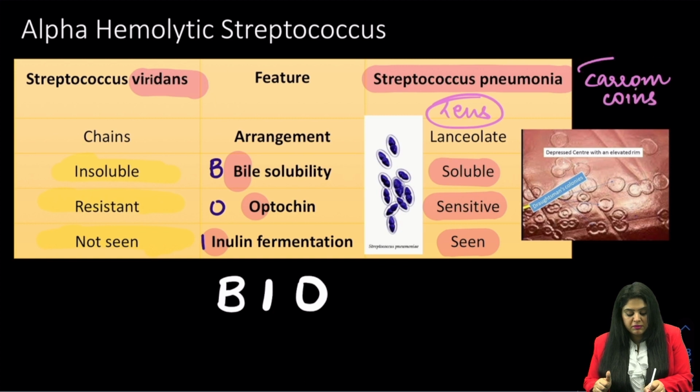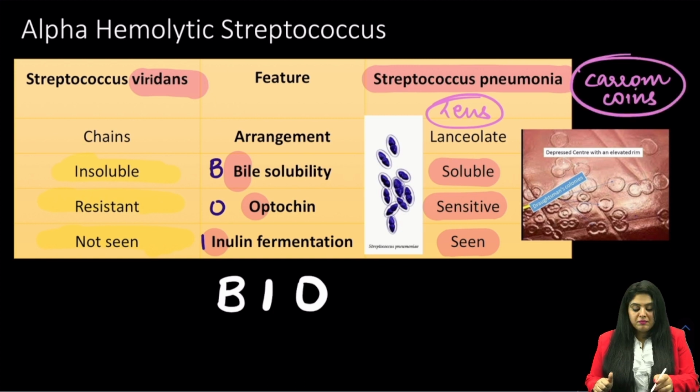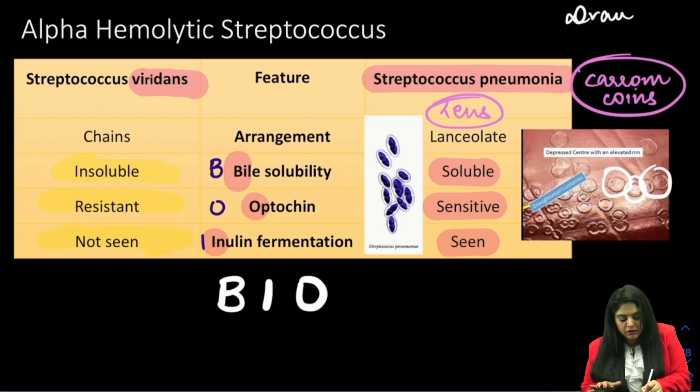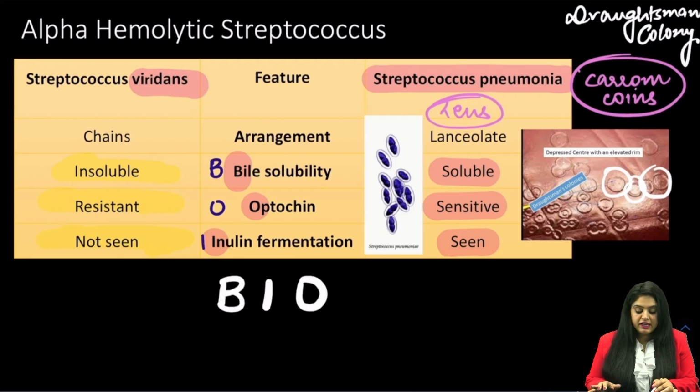So what games is he playing? He is playing carom. So remember, he's going to get a license, meaning lanceolate shape, lens shape organism, and he's going to play carom. Now he said yes to the HOD, so he's the HOD's favorite. He's going to play carom. What kind of colonies do we get? We get the carom coin or the Draughtsman colonies. That is what you have to know.